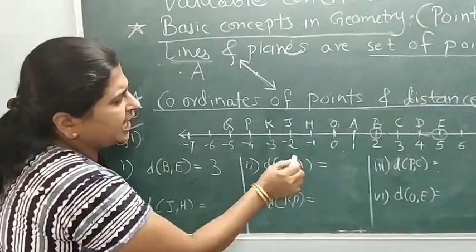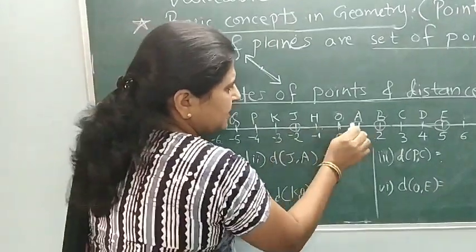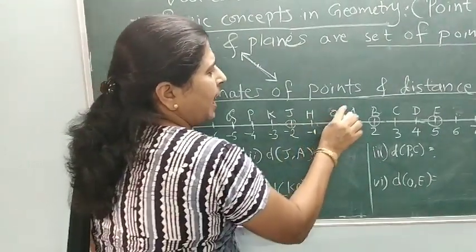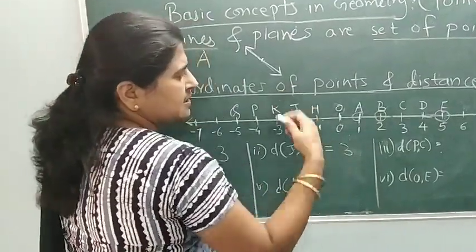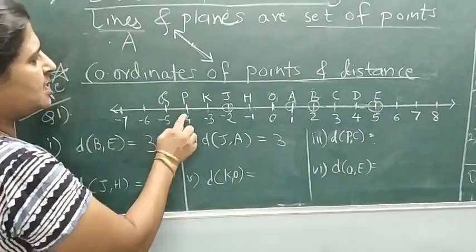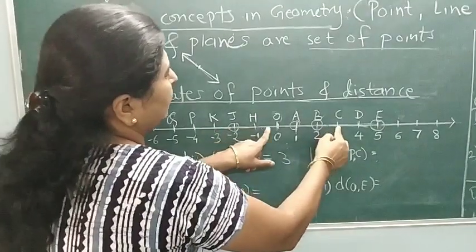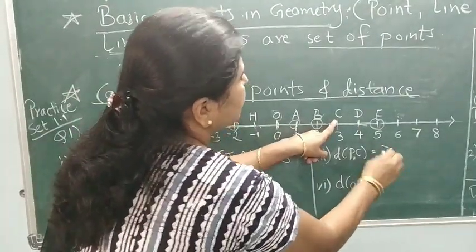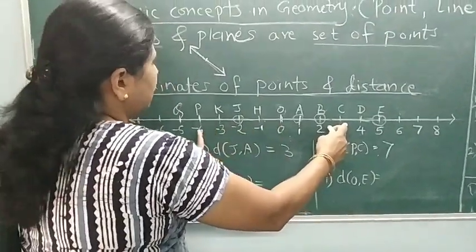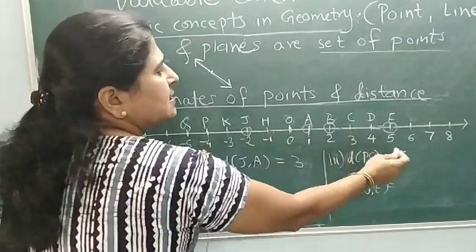Now what is the distance between J and A? Where is J? This is point J and this one is A. From J to A, just go 1, 2 and 3. So here also we find the distance is 3. Like that, let's say the distance between P and C. Where is P? This is our P and this is our C. Now we can count 1, 2, 3, 4, 5, 6, 7. If you are smart enough, you can count that from this P to the origin, this distance is 4 and from O to C, this distance is 3. So total 4 plus 3, this is 7.